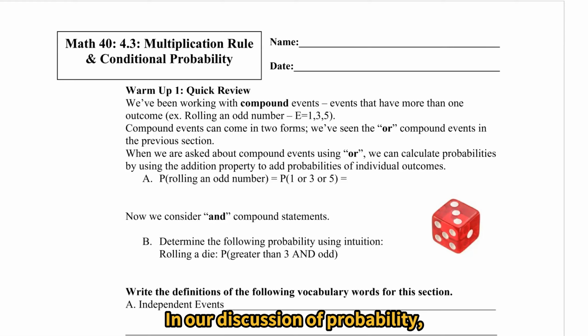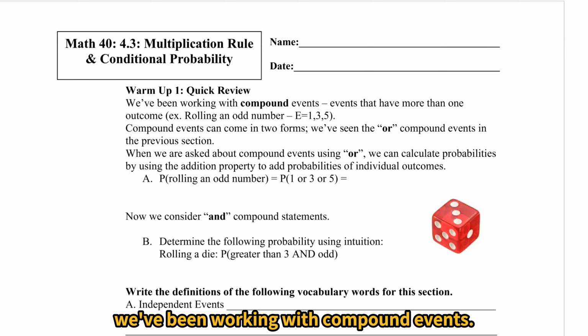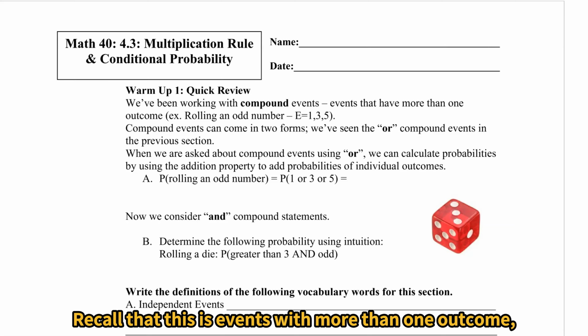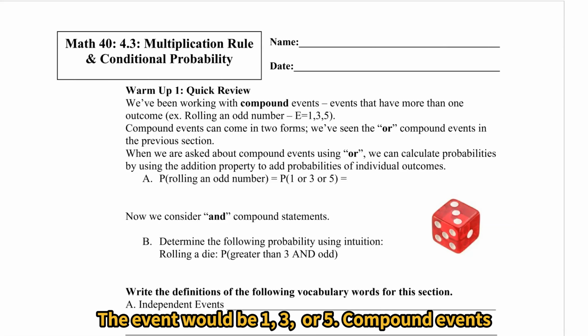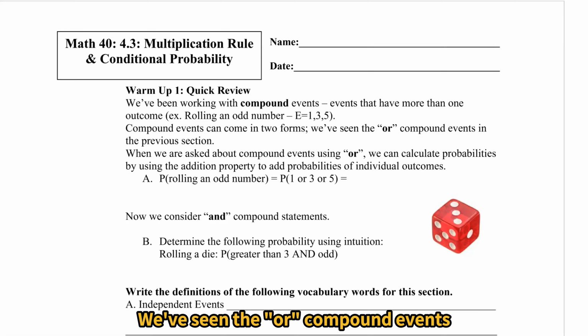In our discussion of probability, we've been working with compound events. Recall that these are events with more than one outcome, like rolling an odd number. The event would be 1, 3, or 5. Compound events can come in two forms. We've seen the OR compound events with the mutually exclusive events. We could roll a 1 or a 3 or a 5.